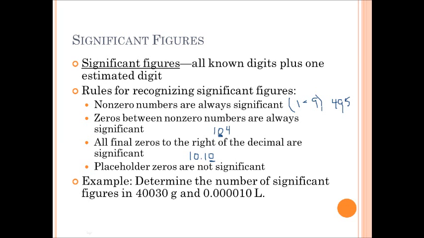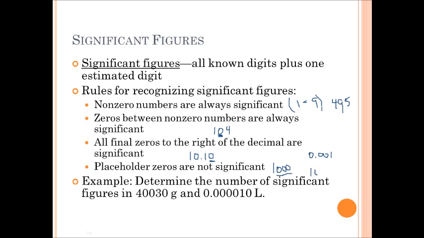Finally, any placeholder zeros are not significant. So what this means is if we have something like 1,000, 1,000 only has one significant figure in this case because these 3 zeros are just holding the value of the number. The other way you can see it is if you have 0.001, this again only has one significant figure because those zeros in front of the 1 are just holding the value of the number.